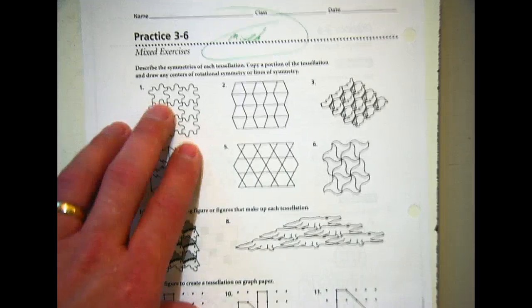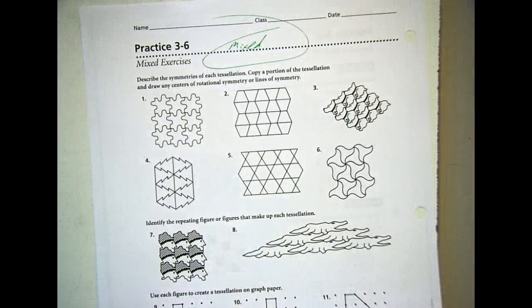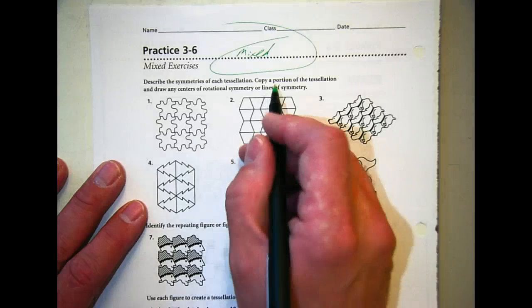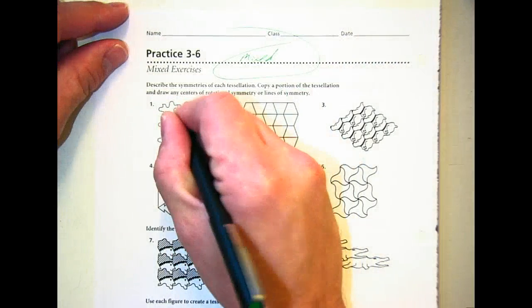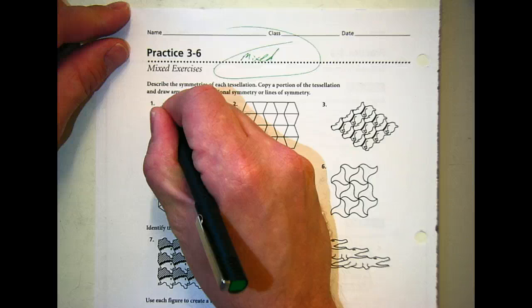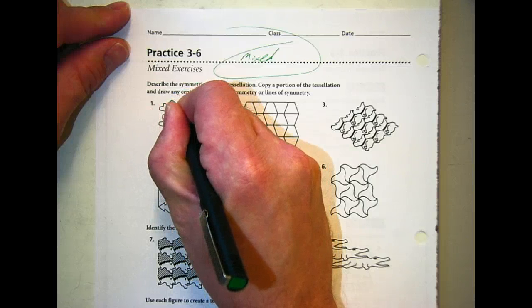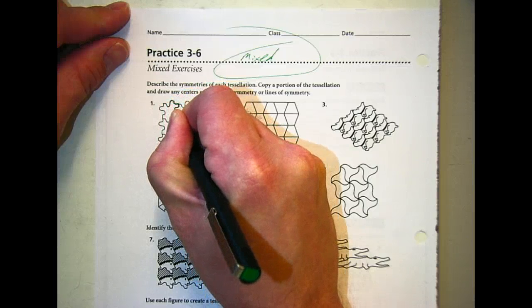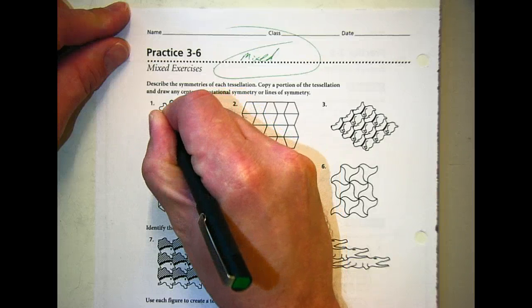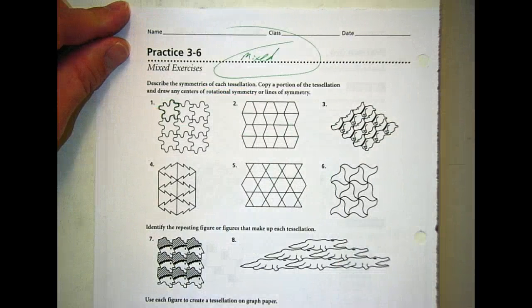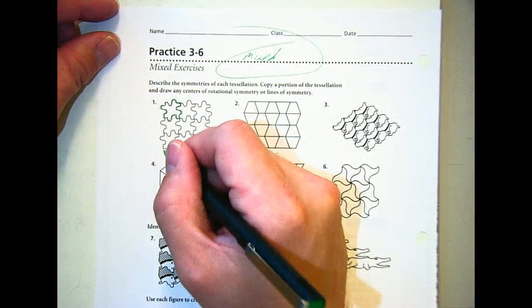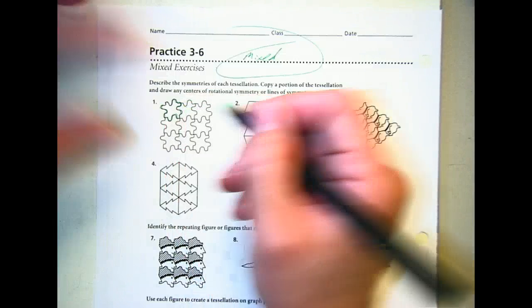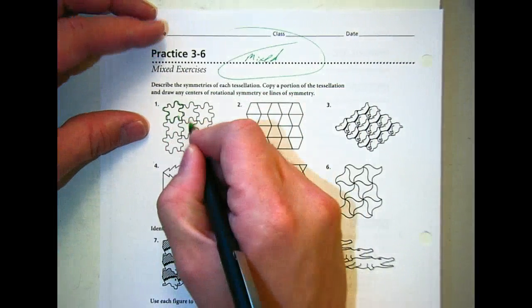It says, describe the symmetry of each tessellation. Copy a portion of the tessellation and draw any centers of rotation or centers of rotational symmetry or line symmetry. So if you're doing this, here's the shape that's being tessellated. You'd have to identify the shape first. So you'd have to copy that shape onto a piece of paper and then show where it's tessellating from. So like how is it tessellating?